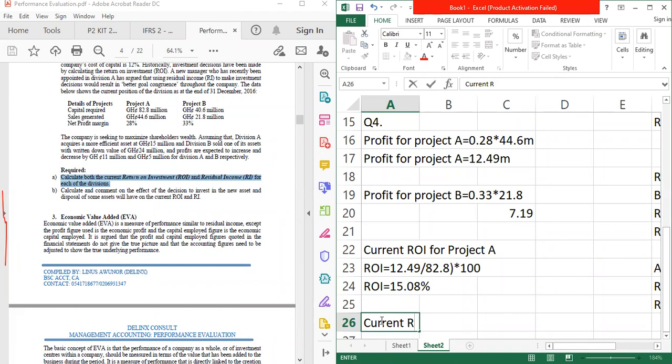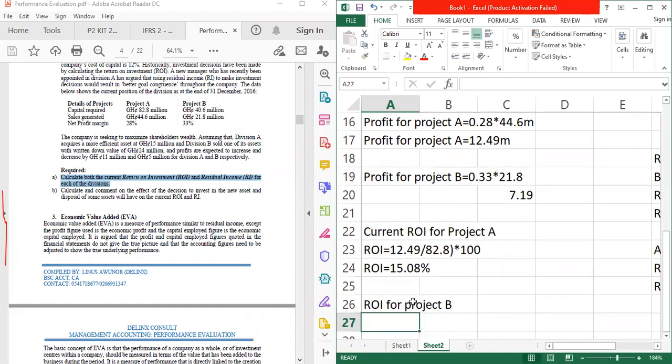Let's do it for project B also before we come to the RI. For the return on investment, is it always the net profit before interest and tax or net profit after tax? Net profit divided by the net asset. And the net asset is the capital employed. Exactly.